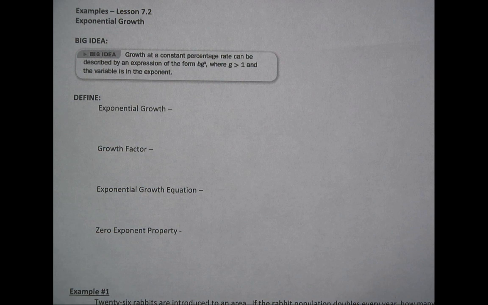So lesson 7.2 is exponential growth, and the big idea says that growth at a constant percentage rate can be described by an expression of the form b times g raised to the x, where g is greater than 1, and the variable is the exponent. Okay, so that's a very mathematical definition.